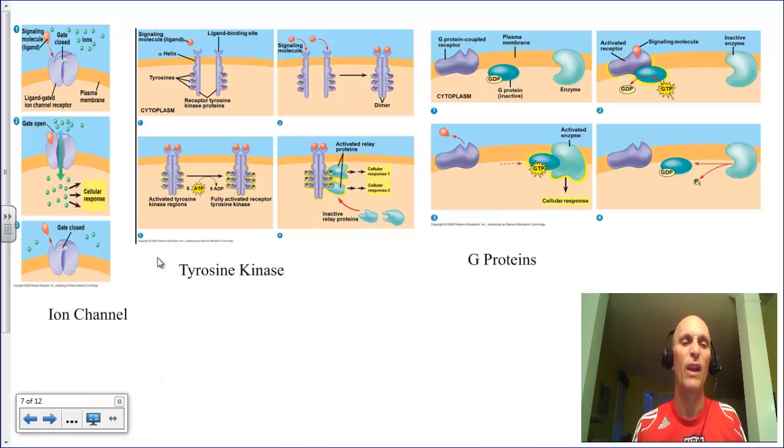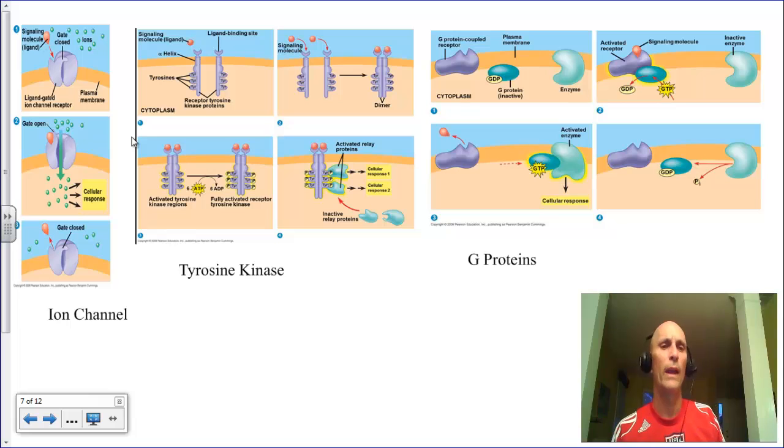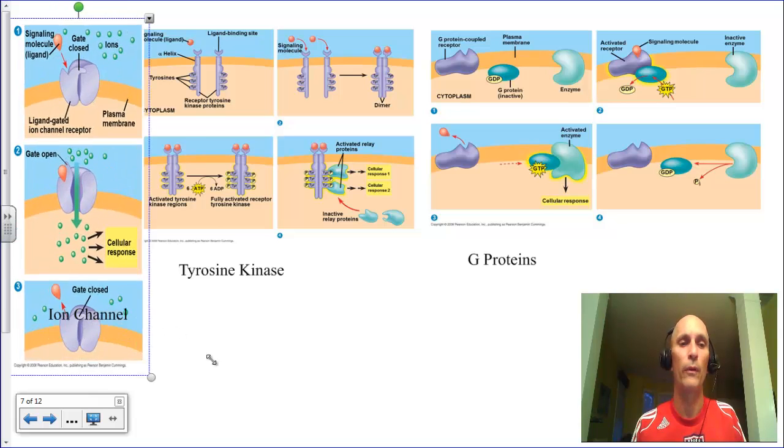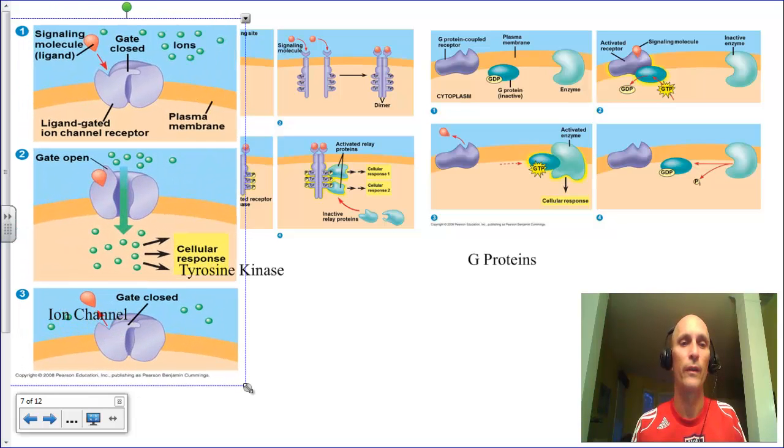All right. Well, we have different kinds of receptors that we can look at, and you need to know each of these different kinds of receptors by appearance and then by what their function is. So the first one is what's called an ion channel, and it's got a pretty simple little thing. I'm going to go ahead and blow this up just a little bit here so we can see that.